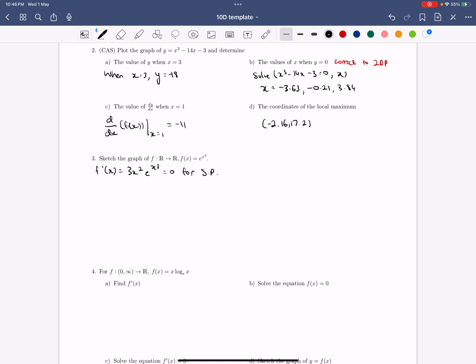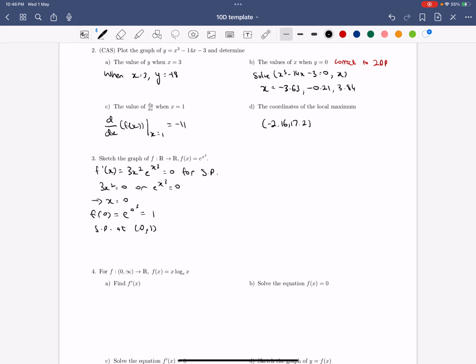So when's this thing equal to 0? Well, either 3x squared is equal to 0 or e to the x cubed is equal to 0. The first one tells you that x has to equal 0. The second one, e to what power gives you 0? If you think about it, as the power gets smaller and smaller, it gets closer to 0, but there's no actual number that gives you 0. So you only get your one solution, which is x equals 0, is your stationary point. And f of 0 is e to the power of 0 cubed, which is just 1. So you have a stationary point at 0, 1.